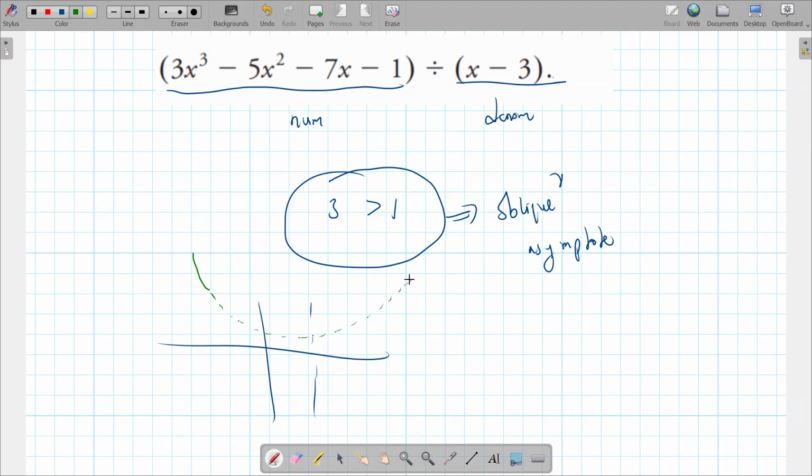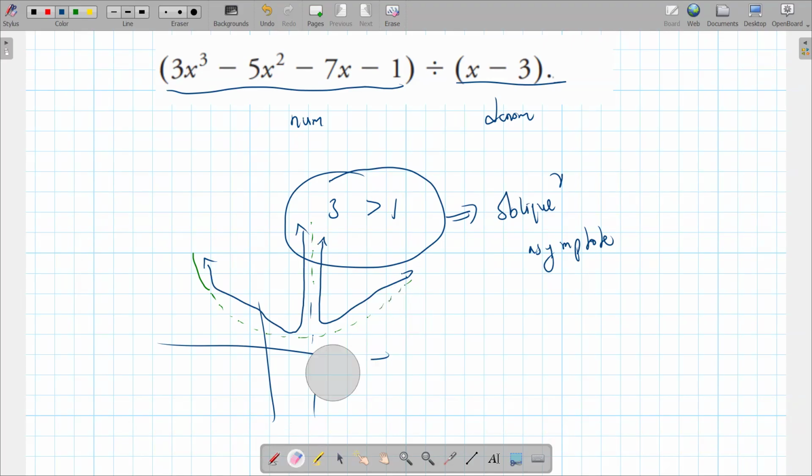So it could be something like this. Because we have one vertical asymptote, there'll be two sections. So the curve for this could possibly look like this. I don't know what it looks like. We have to plug in some points and check. But this could be one example. So that's what it'll look like if there's a quadratic oblique asymptote.